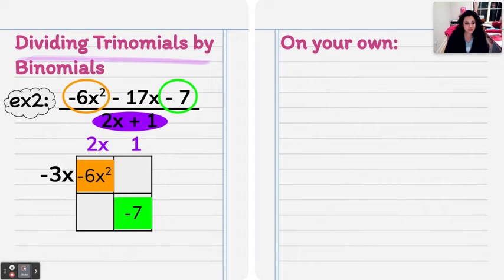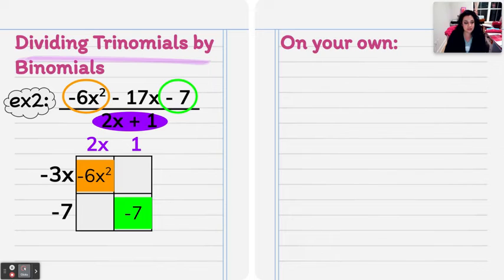So now I have to figure out my other side. What times 1 is negative 7? And if you said negative 7 times 1 is negative 7, you are also correct. But just to make sure we're 100% correct, let's go ahead and fill out the rest of the box and check my answers.